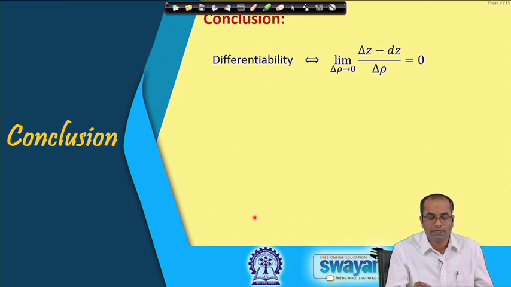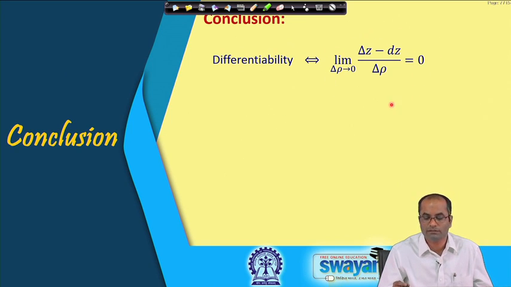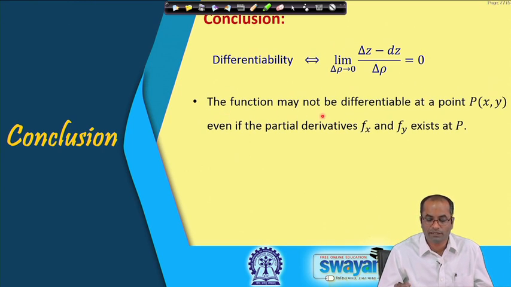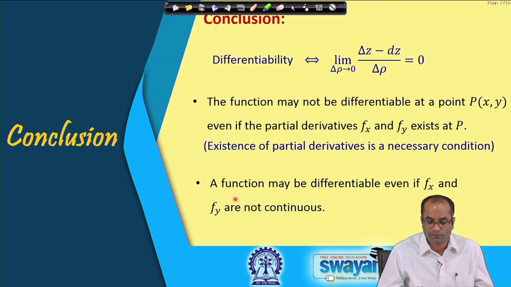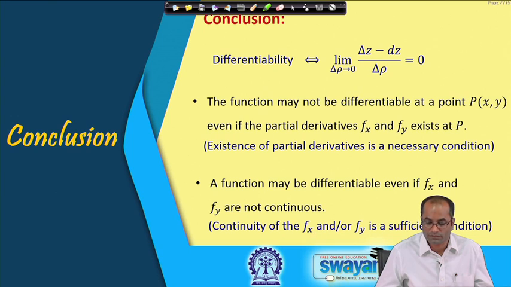So, the conclusion: we have seen that an equivalent definition of differentiability, where the limit goes to 0, is equivalent to saying that the function is differentiable. This is useful in testing the differentiability of a function. The function may not be differentiable at a point even if partial derivatives exist, because the existence of partial derivatives is not a sufficient condition for differentiability. Also, the function may be differentiable even if f_x and f_y are not continuous, because continuity of the partial derivatives is a sufficient condition, not a necessary one.